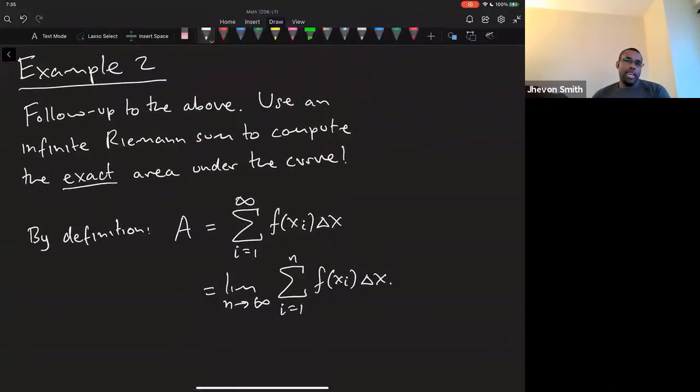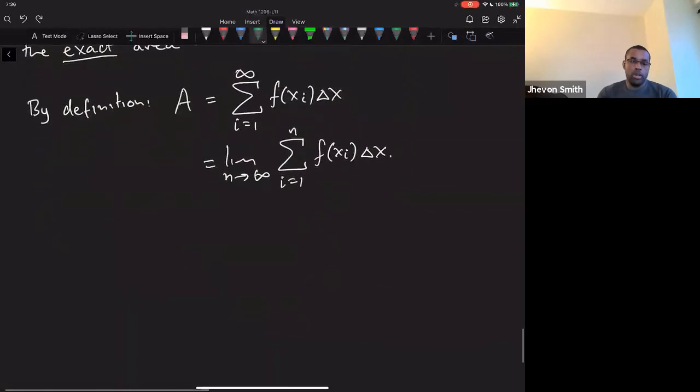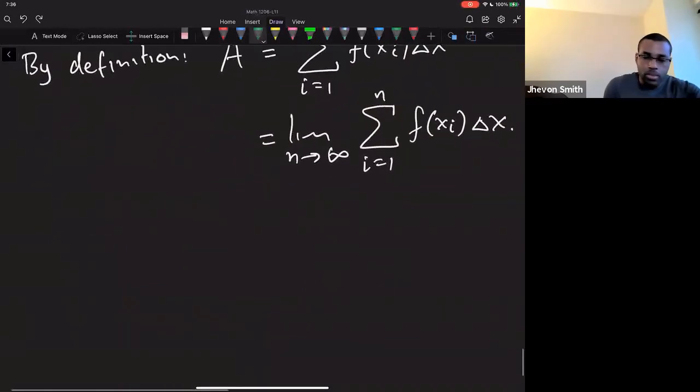So if we want the exact area, this is the guy that we have to actually calculate if we want it from a Riemann sum, right? And the infinite Riemann sum just means we want the infinity up here. We want an infinite number of rectangles. Okay. So how would you go about this? Let's get through this one and then we can take a break.